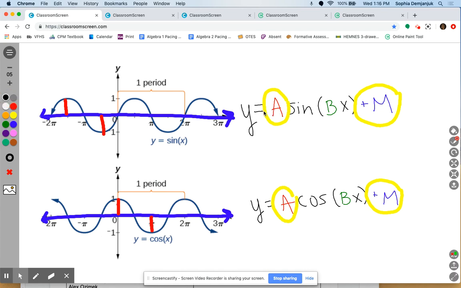It really doesn't matter at all if A is negative or positive, because if it's flipped upside down, you'll see that you're having the same maximum and minimum values. Same thing for if it was flipped upside down for cosine. So you're really just looking at A and M to determine the minimum and the maximum of your graph.